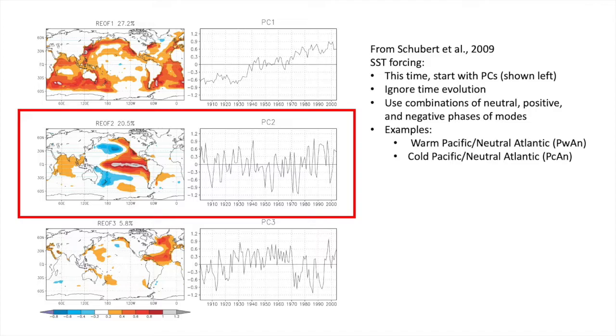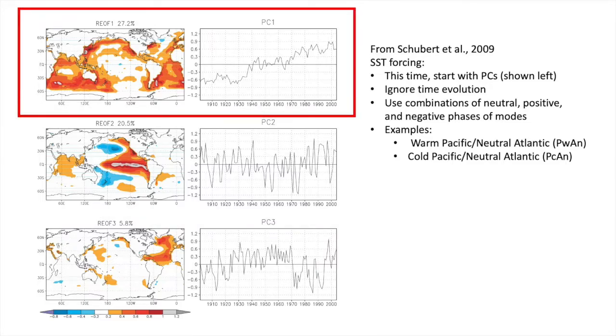And the more negative PC2 is, the more it looks like this map, but with the anomalies reversed. That's basically principal component EOF analysis in a nutshell. The first one up here, I skipped it, so I wanted to emphasize ENSO. We already talked about it.